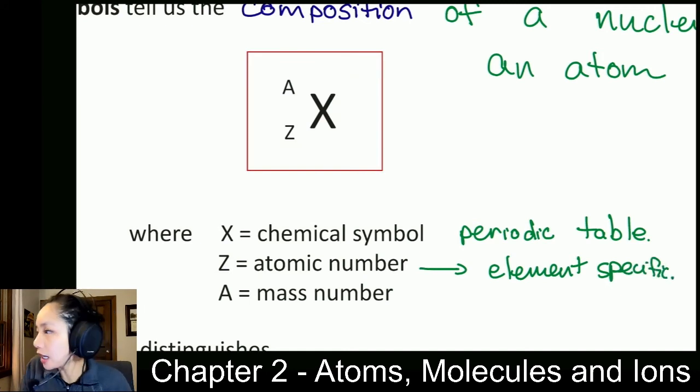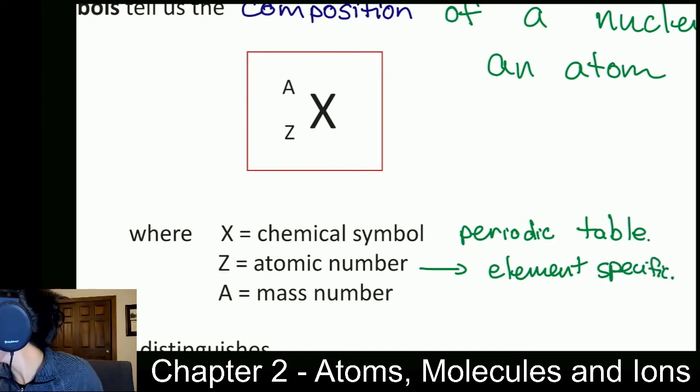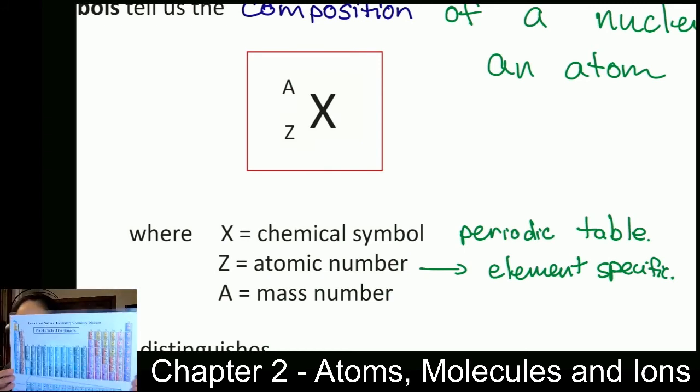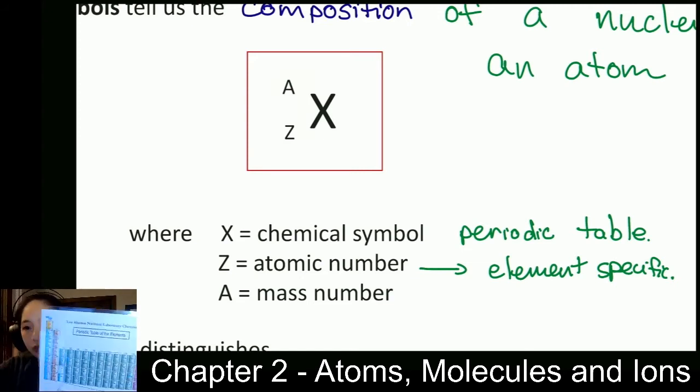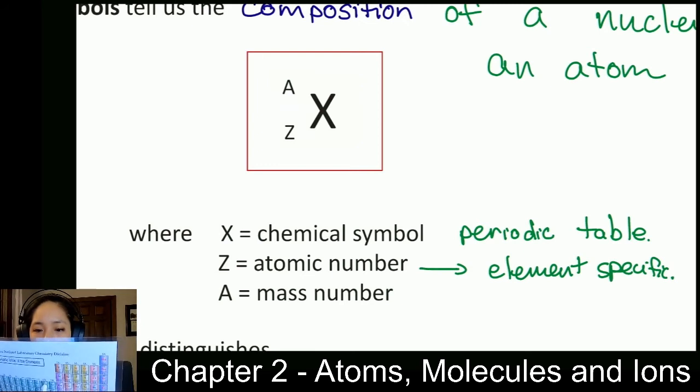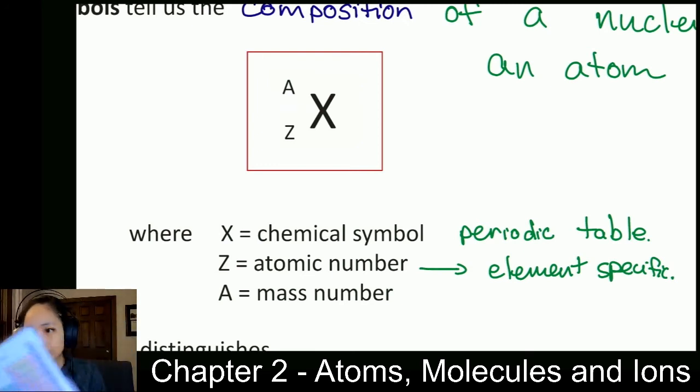So on our periodic table, where is mine? Oh no. My periodic table... all right, I'll give everyone this exact periodic table at recitation, our first in-person recitation. So like copper is right here. Copper has an atomic number of 29. So this is element specific.